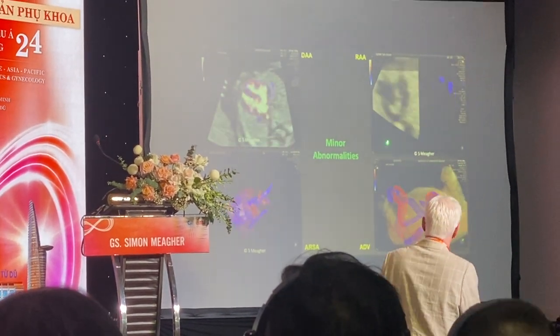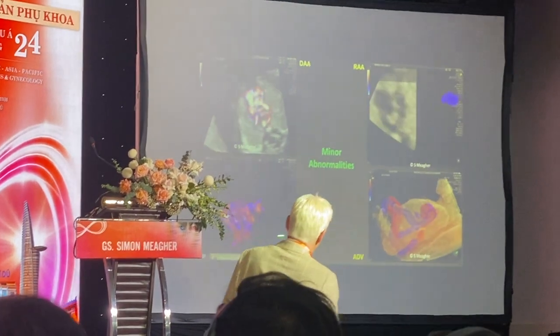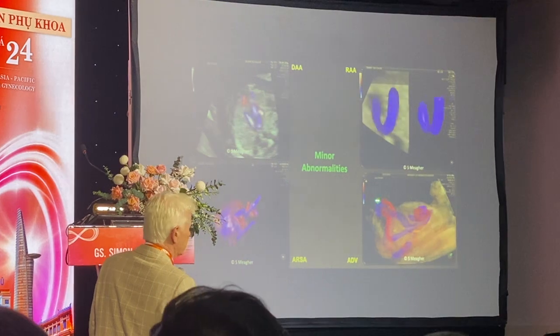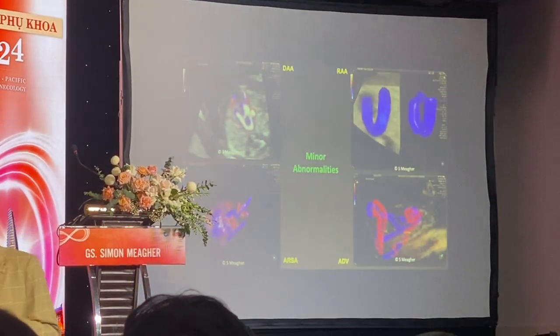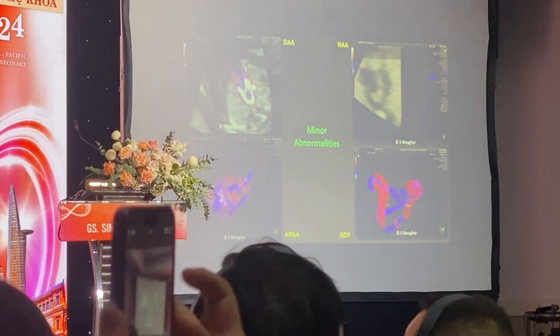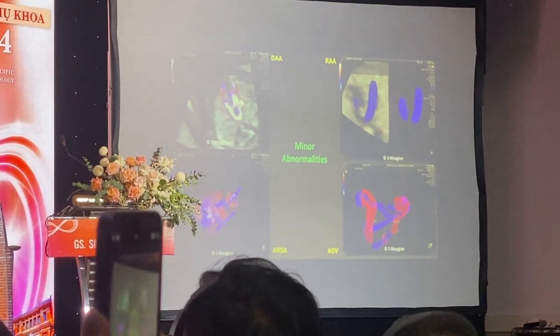This is an example here of a right aortic arch. This is an aberrant left subclavian artery, and this is an absent ductus venosus. All of these minor cardiac abnormalities have an association with a genetic abnormality, and first trimester diagnosis allows you to offer genetic testing.